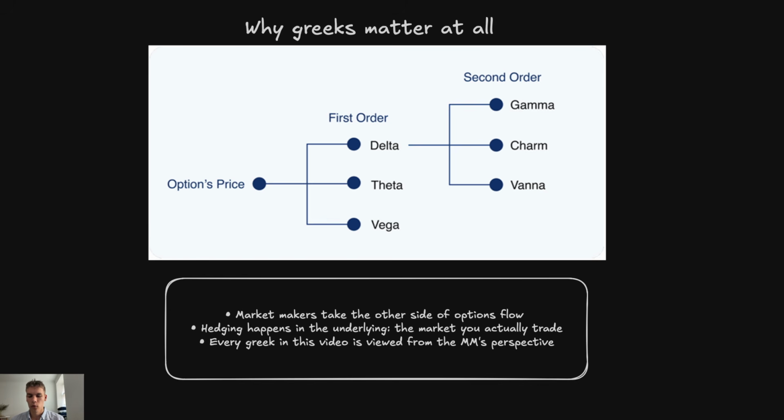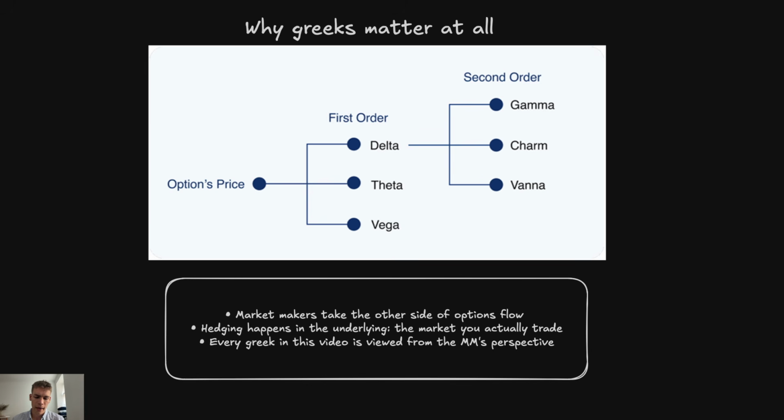And before we even start, you might be wondering, why does this guy even talk about options? I trade futures, I trade stocks. Well, when options get bought or sold, a market maker is on the other side. Market makers are not in the business of directional bets. They hedge, and they hedge in the underlying, meaning in futures.